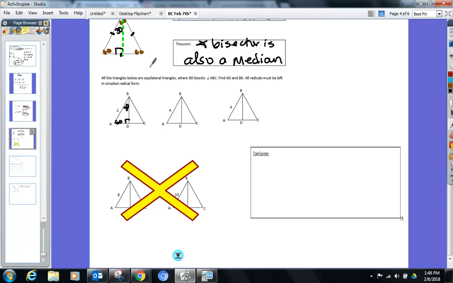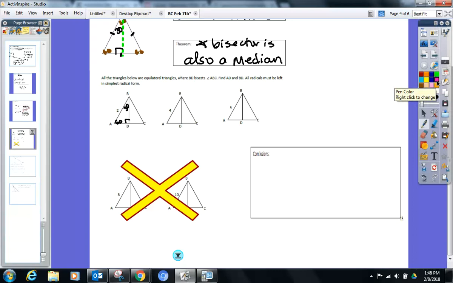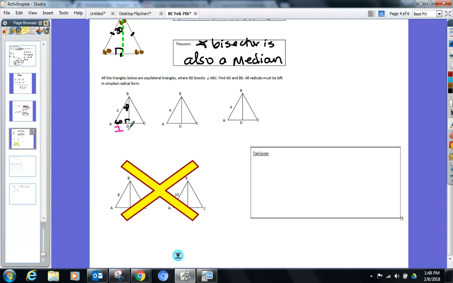What is so special about a 30, 60, 90? Well, let's find out. Everyone see AB is 2. What's the length of all three sides of that triangle? 2, and BD is also a median. So what's AD then? Because medians go to? Midpoints, yes. So that must mean that AD is 1. And how can you find the other side of the triangle, BD? Okay, go after it. Pythag, go ahead. Simplest radical form.